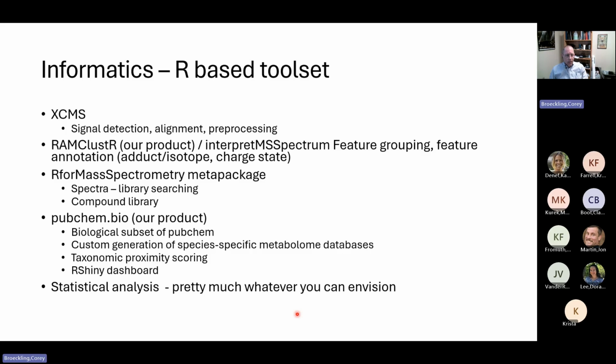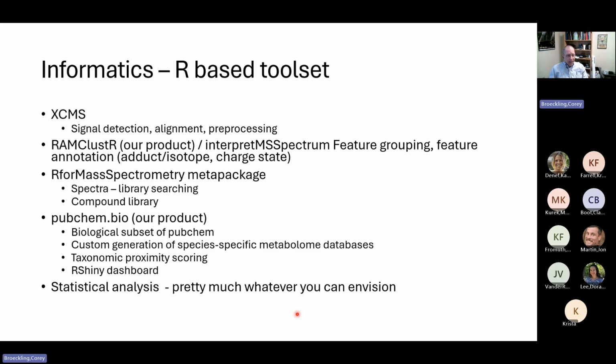More recently, I put together an R package called pubchem.bio. This is something I developed in part out of necessity. We run a lot of different metabolome analyses for a lot of different people with a lot of different species. And it'd be great to have a species-specific metabolome database for all of these. So I spent a lot of time over the past several years building these by hand, and I realized there was a better way to do it using data from PubChem.